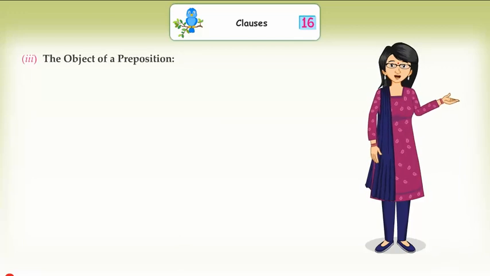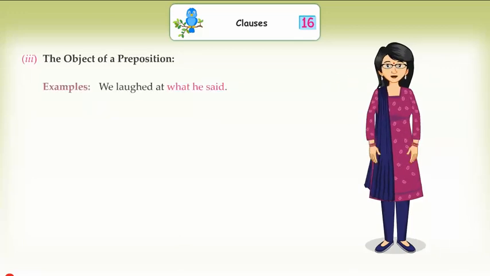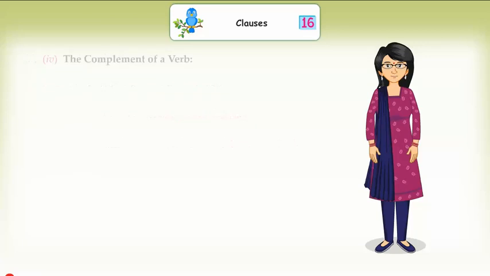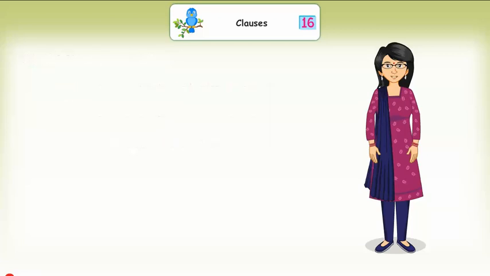3. The object of a preposition. Examples: We laughed at what he said. Attend to what your teacher says. I made no complaint except that I was tired. 4. The complement of a verb. Examples: The news is that he has lost the election. My belief is that she will not betray. Her fear is that she will fail.